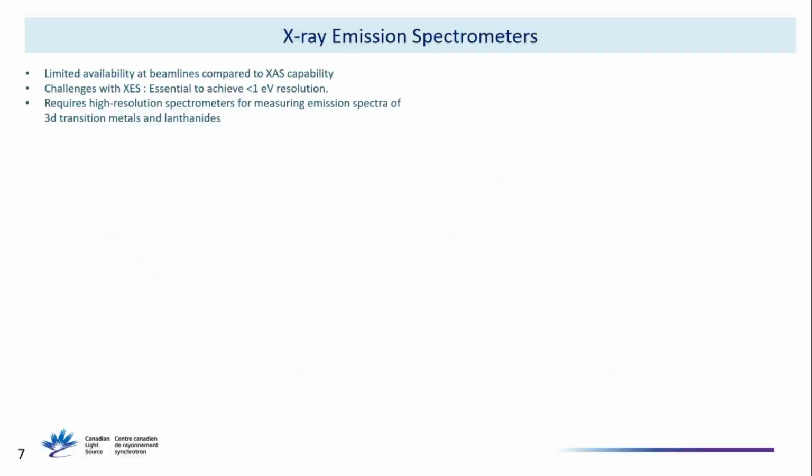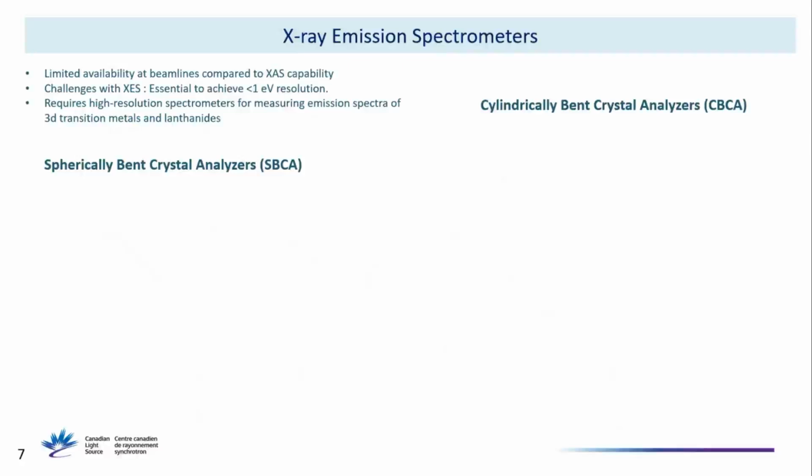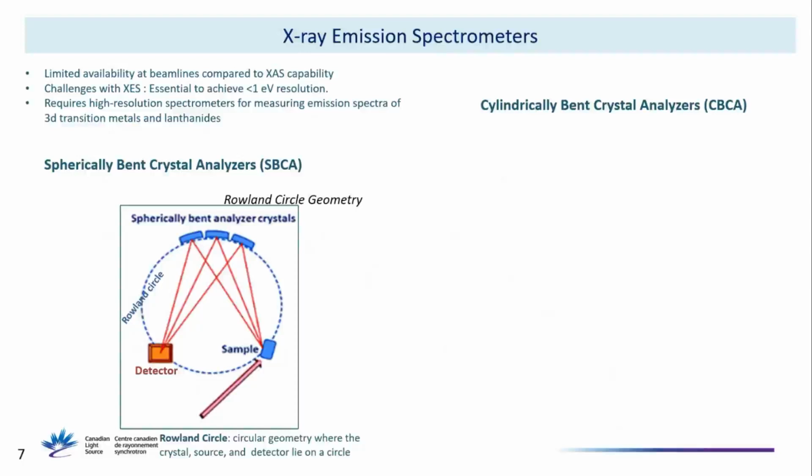So there are multiple types of spectrometers used around the synchrotrons. I'll be talking only about two types of majorly used spectrometers. One is called the spherically bent crystal analyzer. As the name suggests, it has a spherically bent crystal, and this crystal, the sample and the detector are all on one circle. So it's called the Rowland circle geometry. If you want to scan the energy, for example, then the sample, the detector and the analyzer crystal have to be moved along the circle.